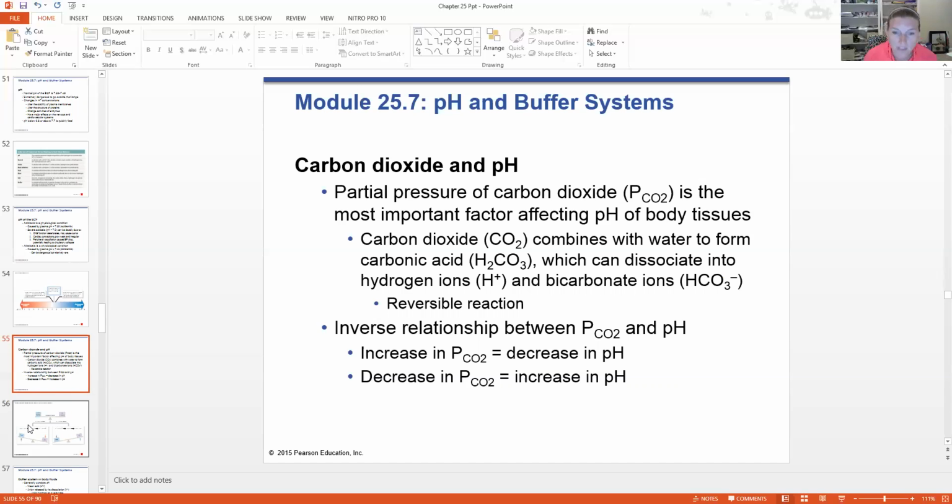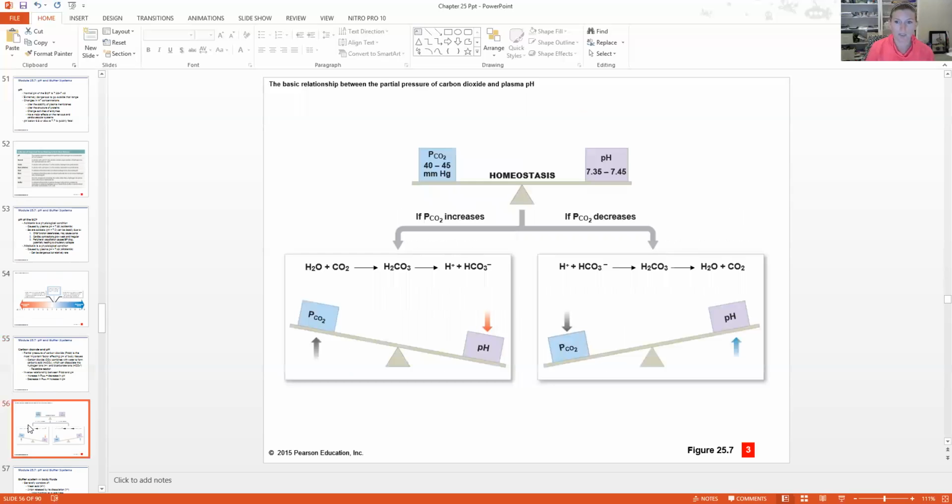So there's an inverse relationship between partial pressure of carbon dioxide and pH. Increase in carbon dioxide, decrease in pH; decrease in carbon dioxide, increase in pH. Here's that nice little happy equation that I was referring to earlier in terms of hydrogen ions and water and carbon dioxide levels. It's an inverse relationship. You should have that equation memorized for sure by this point. Understand what those components are and how they interact.